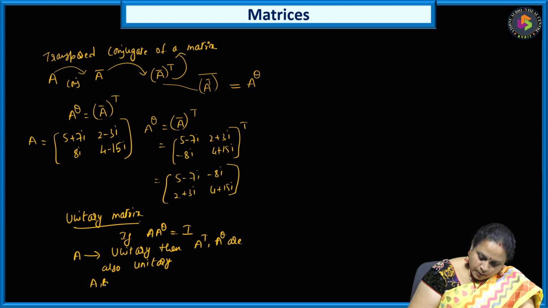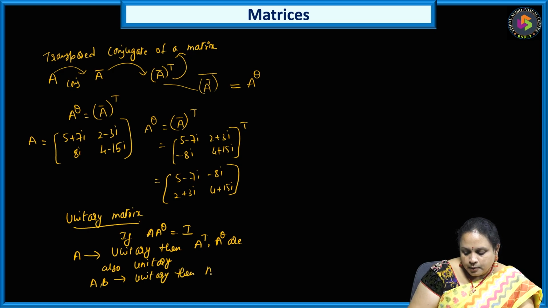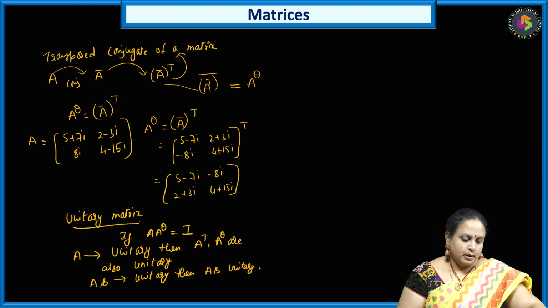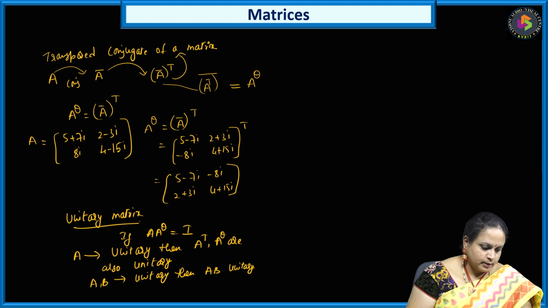And if A, B are unitary, then AB is also unitary. Then A into B is also a unitary matrix. This is about the unitary matrix.